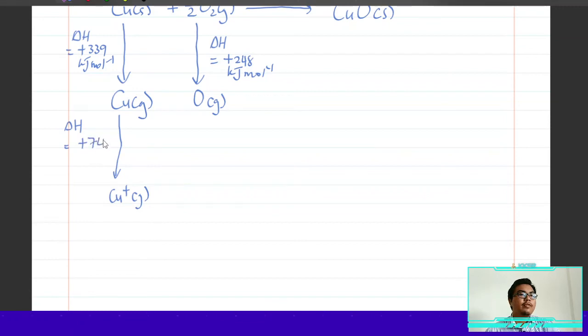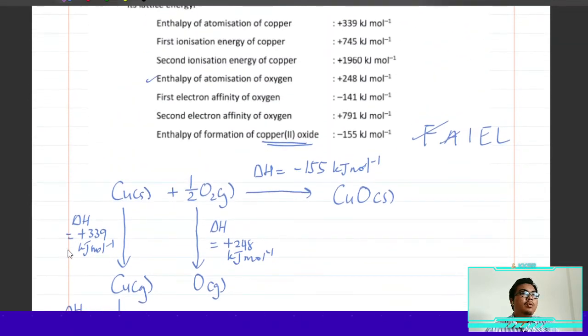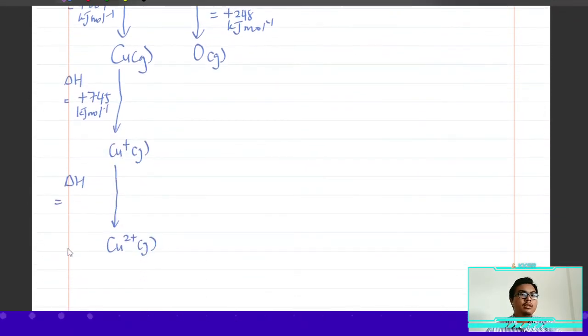Positive 745 kilojoule per mole. And then the second one is from Cu plus to Cu2 plus gas. So it has two ionizations so that it can become an ion with a positive 2 charge. Okay, so delta H for the second ionization energy will be 1960, so positive 1960 kilojoule per mole. Okay, settle yang tu.